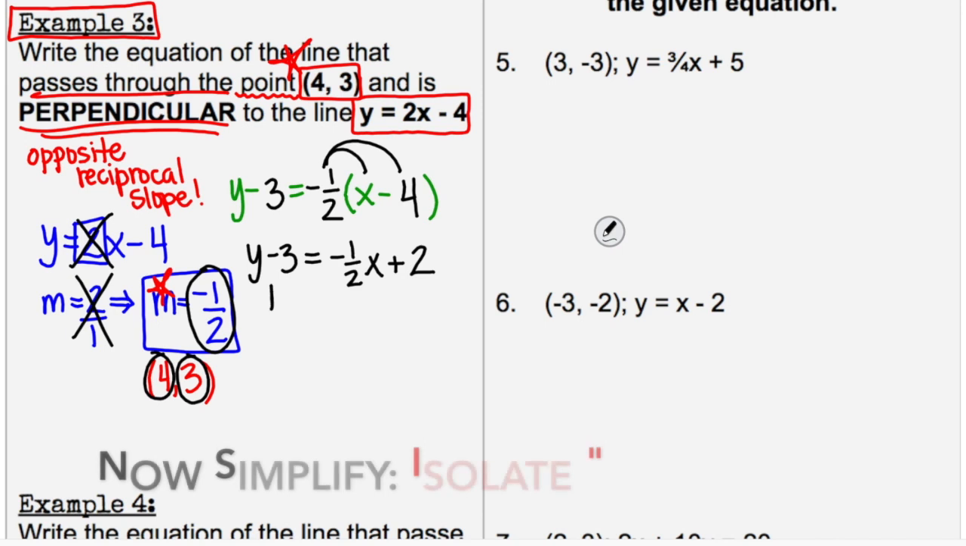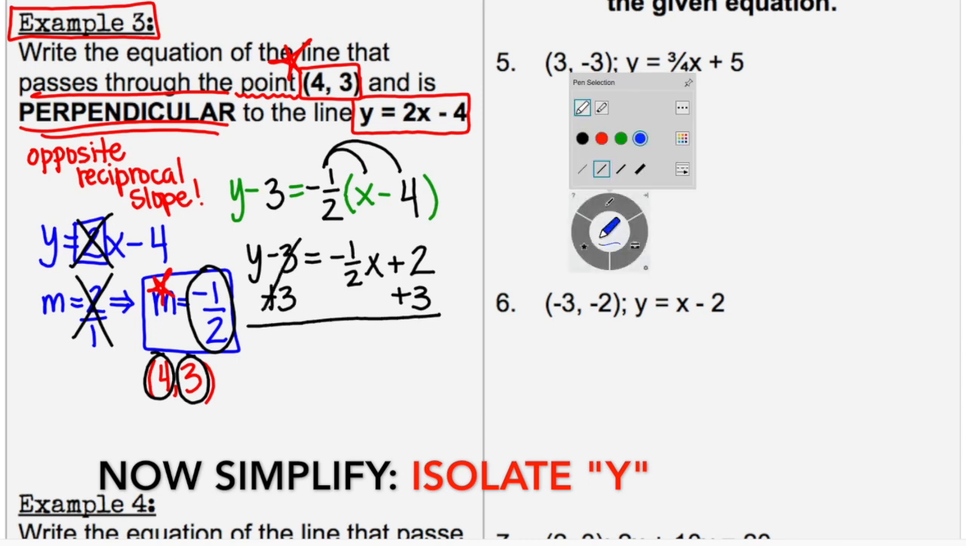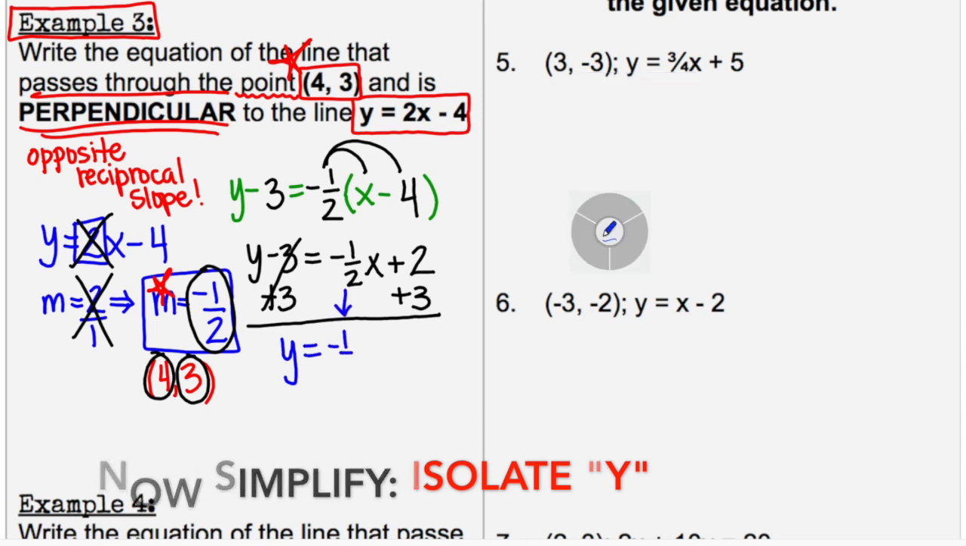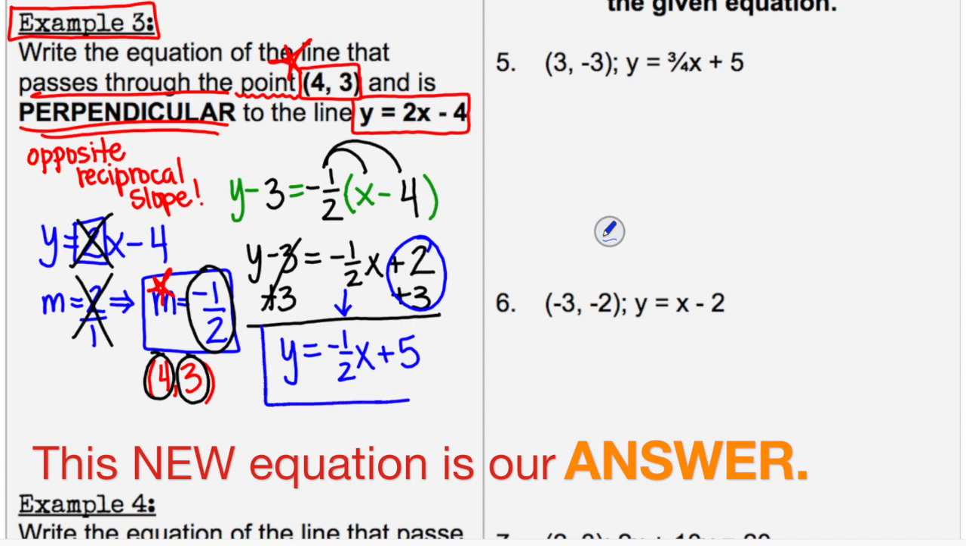After you've distributed, we need to continue to simplify and isolate the y variable. So we're going to add 3 to both sides. On the left, all we have left over is the y, and that negative 1/2 x stays on the right side. And we have a positive 2 plus a positive 3, which gives us positive 5. This new equation is our answer. It is a line perpendicular to the original.